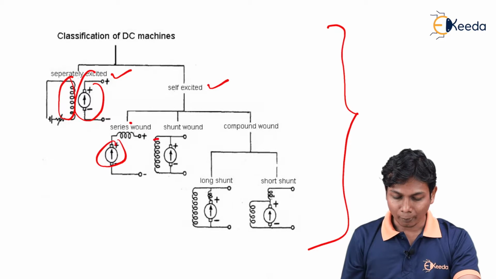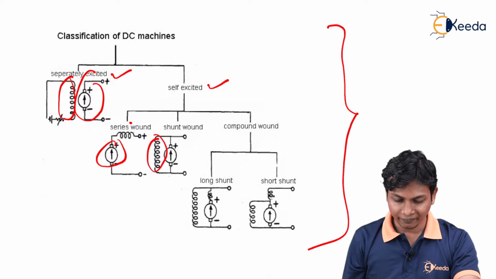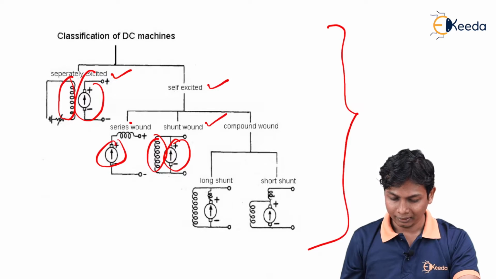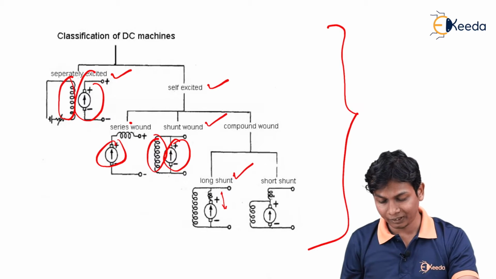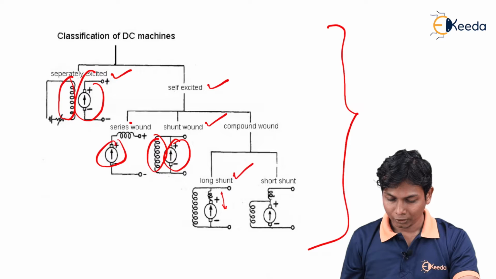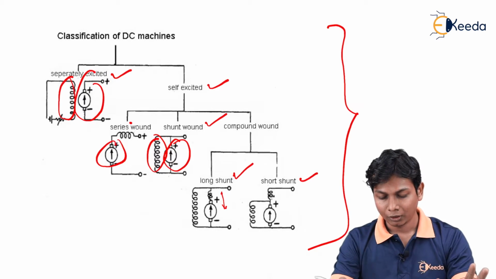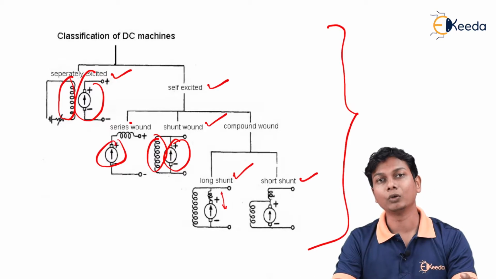When the armature winding is connected in parallel with the field winding, it is called shunt wound, and when the armature winding is connected in series with the field winding, it is called long shunt, and when the armature as well as the field winding are connected as the short shunt, it is called short shunt compound wound. So here we end our DC motor part.